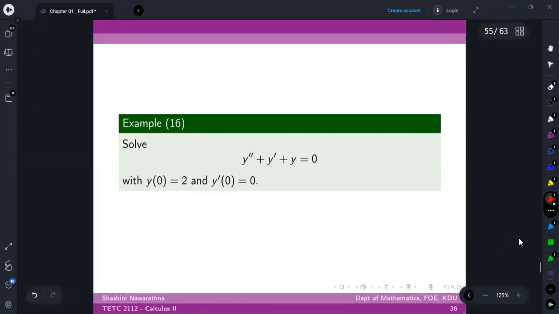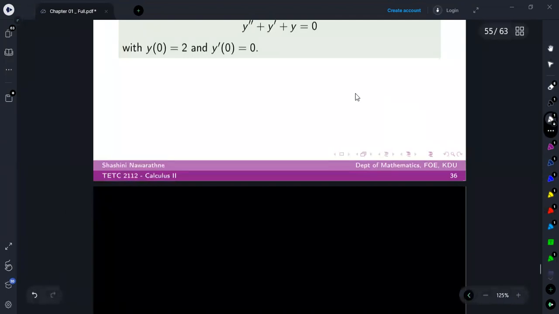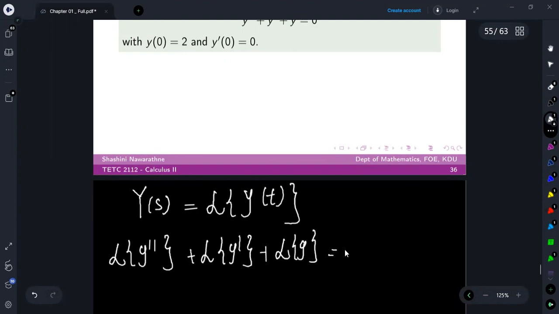So I will quickly go through that as well. We are using capital Y of s as the Laplace transform of simple y of t, and then we are taking the Laplace transform of both sides of the differential equation. So, L of y double dash plus L of y dash plus Laplace transform of y is equal to the Laplace transform of 0.